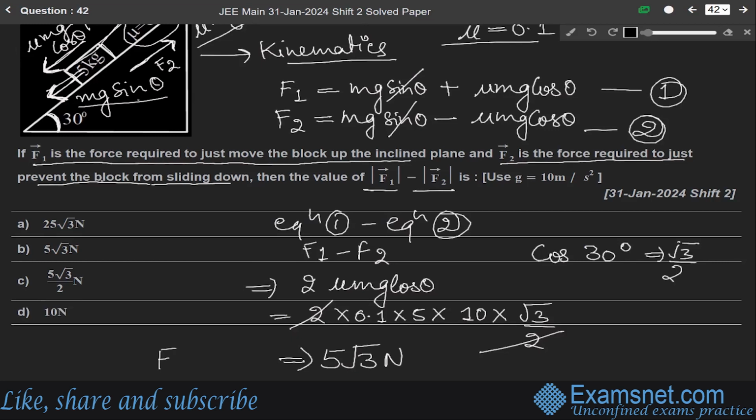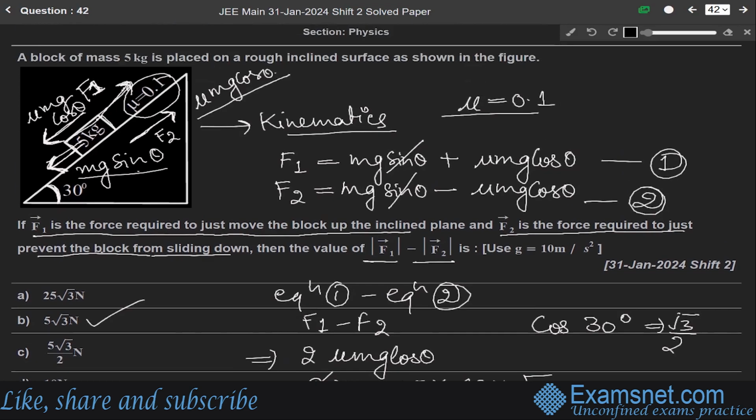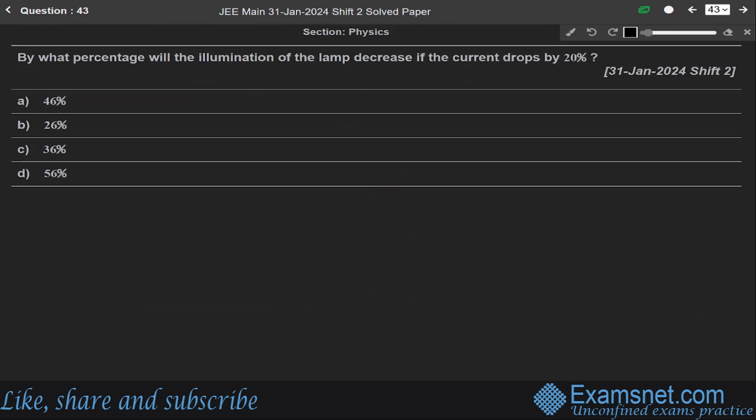So magnitude of F1 minus magnitude of F2 will be equal to 5 root 3 Newton. So the correct option is option B. Okay. Now next question 43.